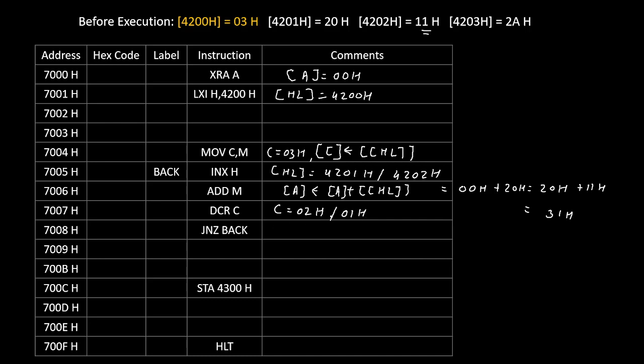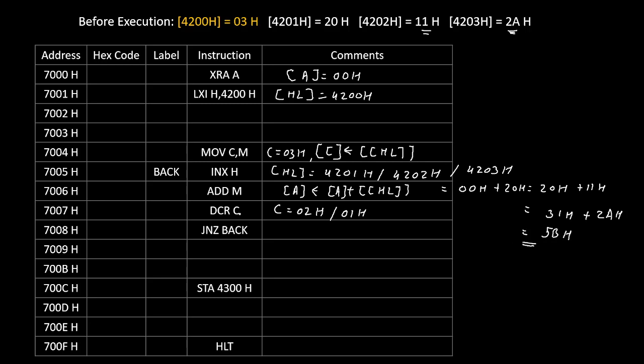Again we check whether the counter has become 0 or not. Still the counter is not 0, so we go back to the next memory location by incrementing the HL pair by 1. The previous value was 4202, and the new value becomes 4203H. Again because of ADD M, the content of 4203, which is 2A, gets added inside the accumulator. The previous value of the accumulator was 31, so 31 plus 2A. A plus 1 is B and 3 plus 2 is 5. So our accumulator now has become 5B.